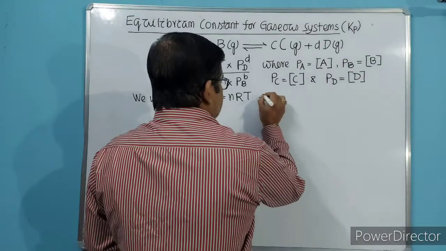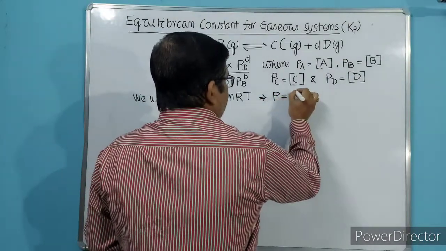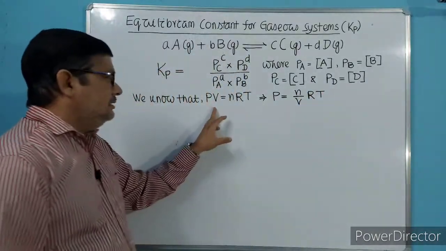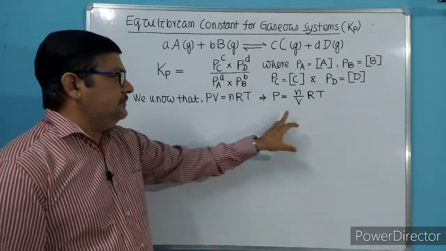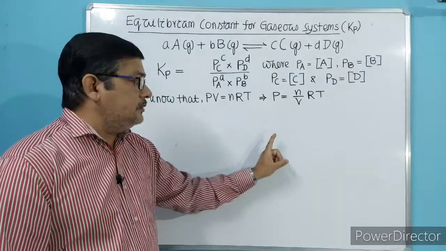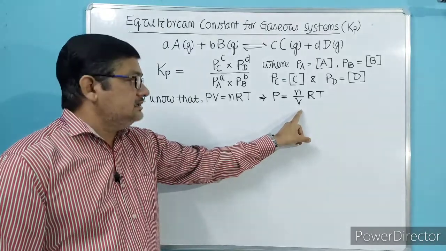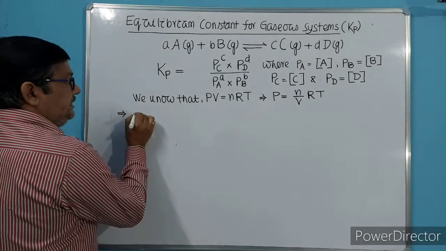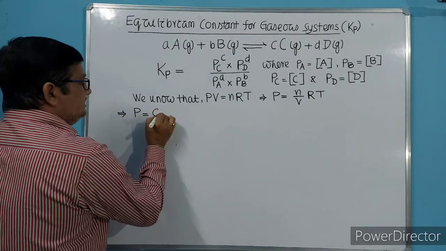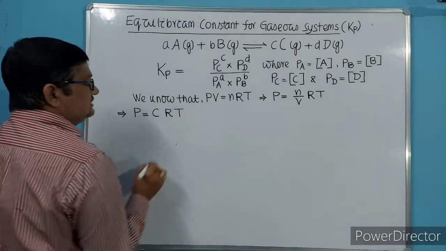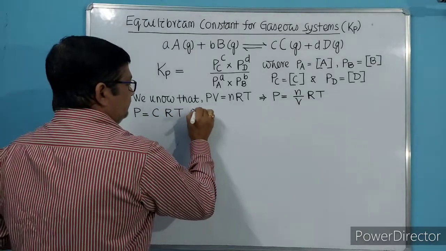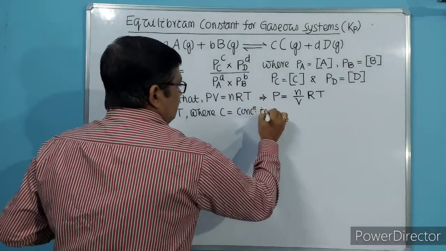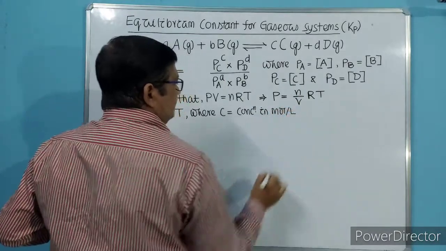So what can we write from this? Now P is equal to n by V times RT. Only rearranging this, I can write P is equal to n by V RT. What is n by V? Number of moles, with volume expressed in liter, so it will give you the value of concentration. So we can write that P is equal to CRT, where C is the concentration in moles per liter.